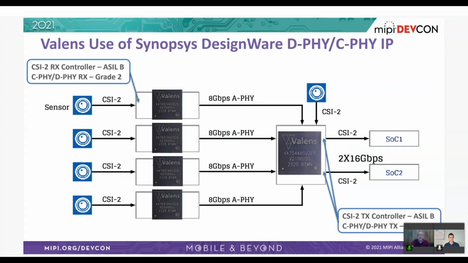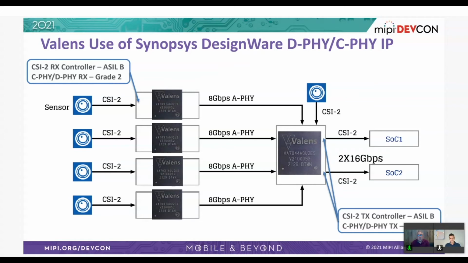In this specific use case, we actually looked at a solution that can support 4 cameras utilizing CSI-2 converted to 8 gigabit per second A-PHY, all getting into one single quad receiver on the other side, and being able to also receive one local CSI-2 and exit or transmit outside to 2 CSI outputs, either to one SoC or 2 SoCs, depending on a specific use case coming from the customer.